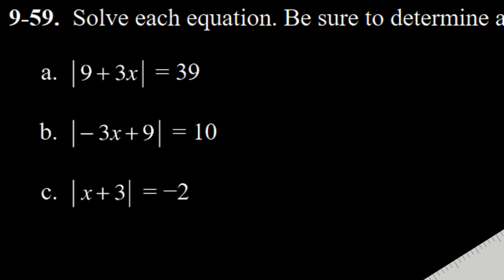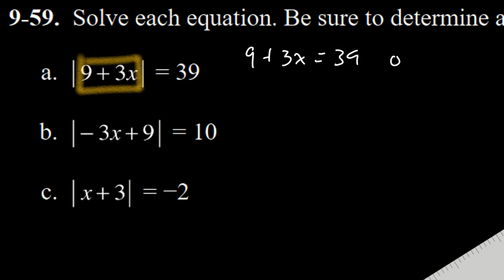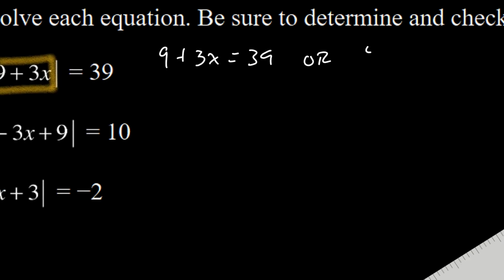This is an absolute value equation. That means there are two things I should consider, right? I'm using this idea of looking inside. If the absolute value of something is 39, that means the thing inside, the 9 plus 3x, could either equal negative 39 or positive 39. So either 9 plus 3x was 39, or it is the case that 9 plus 3x was negative 39.